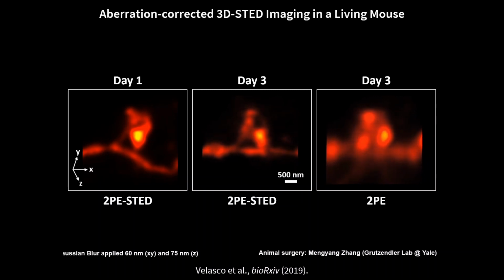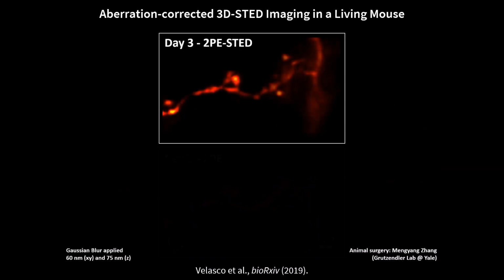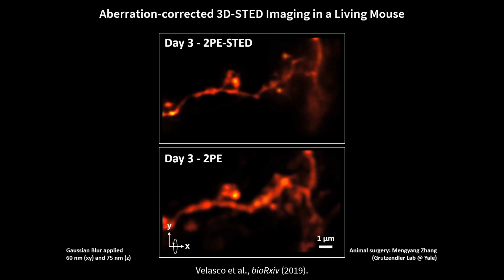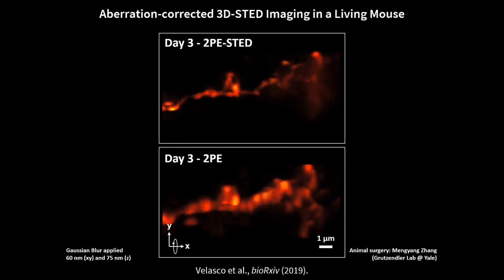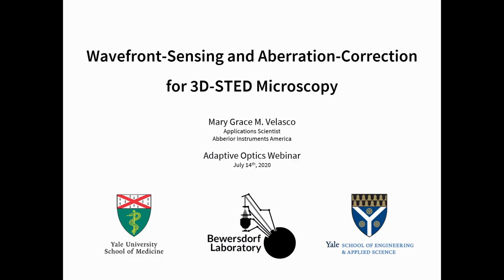And last but not least, focusing on just the day 3 images over here, we can zoom back out to the overview images and emphasize the 3D effect just one last time, just by rotating the stack about 90 degrees. And that, ladies and gentlemen, is my work on aberration-corrected 3D STED.